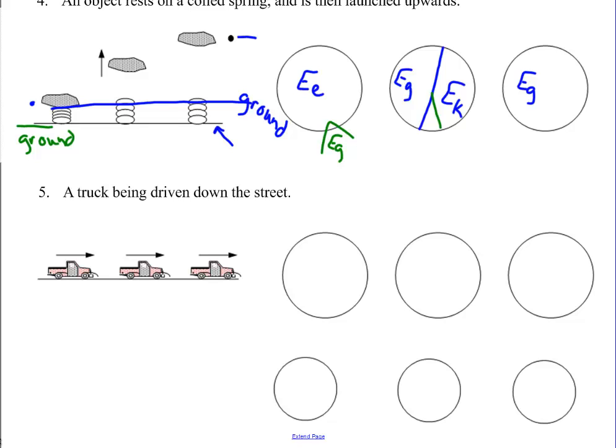no elastic potential energy, so I have kinetic energy. So each truck's moving, the arrow means they're moving the same speed, so I'm going to say that all 3 pies are kinetic energy. And that would be true if my system was just the truck.